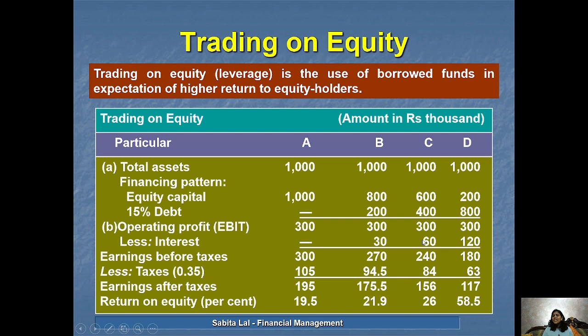So if the EBIT is given fixed, you have to first deduct your interest, then you will get your EBT or PBT. Then tax, if it is given like 35%, based on this you have to calculate it. You will get your EAT or PAT. Then that is your return on equity.